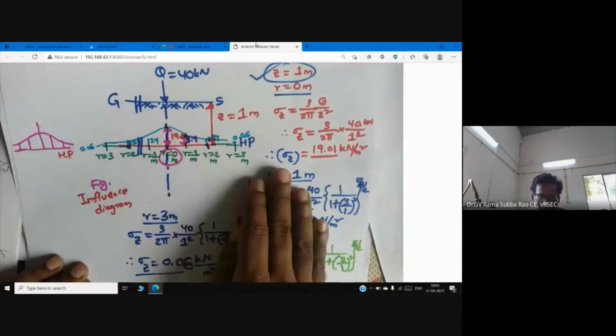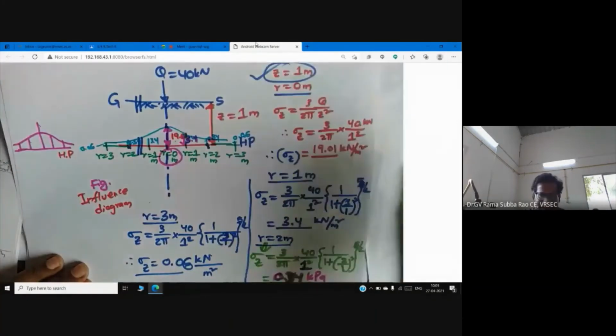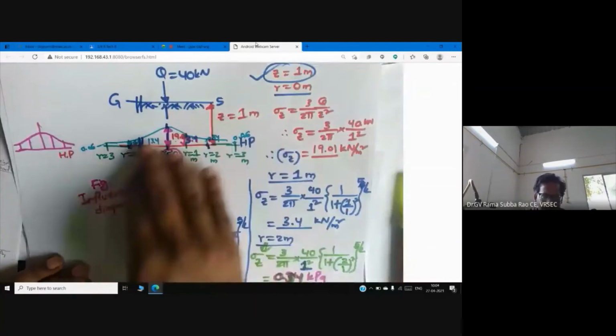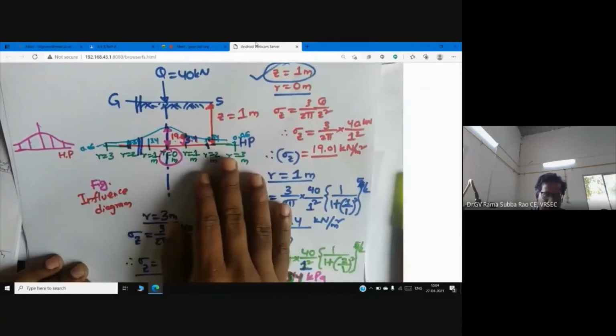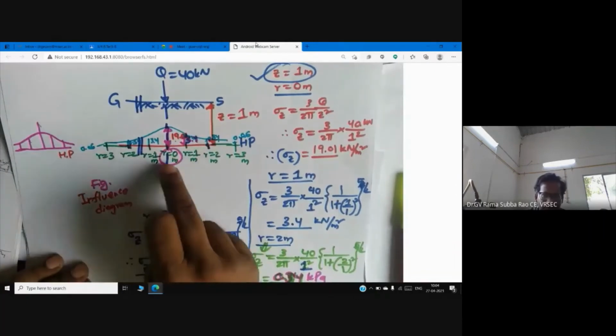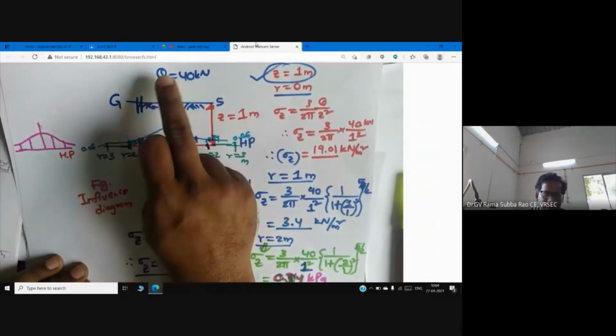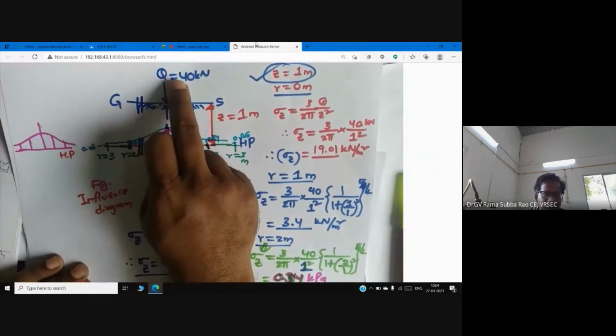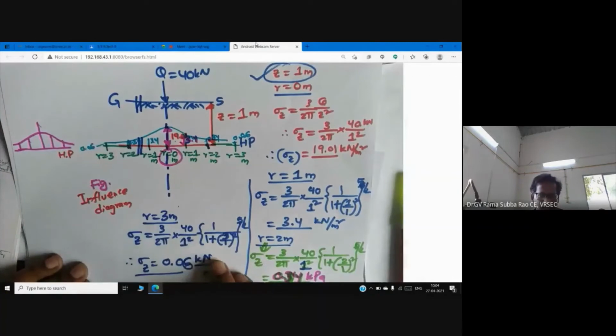What is going to happen to the stress? How is the stress varying? What is the influence on stress? When you call it an influence diagram, this stress is induced because of the applied load. This applied load is supposed to be a point load, and you can simulate this point load as a foundation load coming from the superstructure.